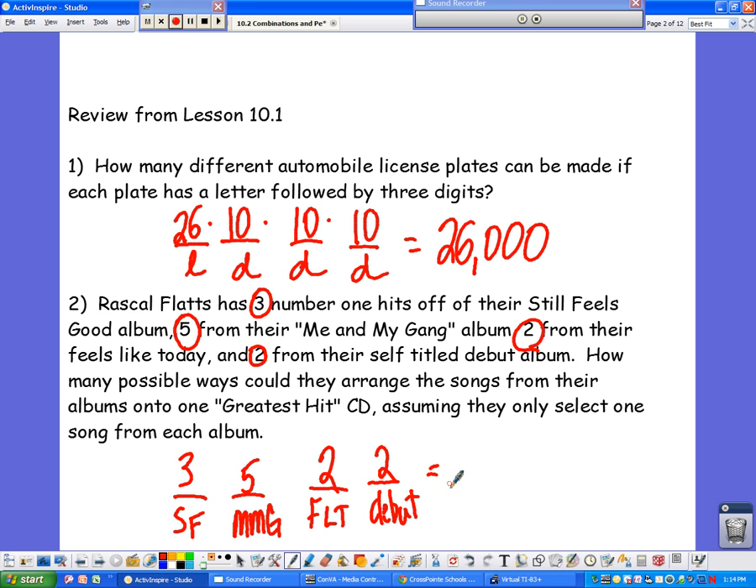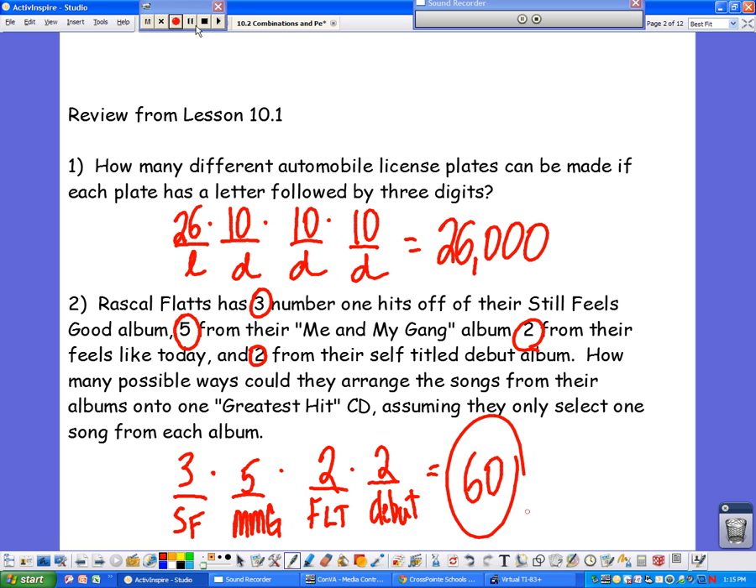And remember, the fundamental counting principle says all we have to do is multiply those numbers. So if you multiply 3 times 5 times 2 times 2, they have 60 different ways that they can make an album. Okay? All right.